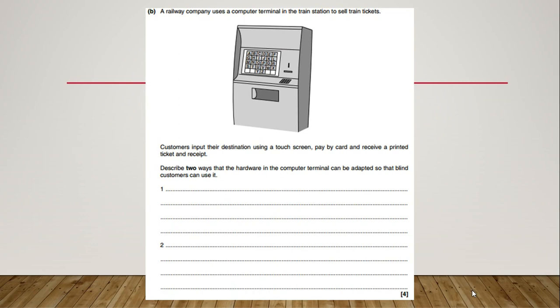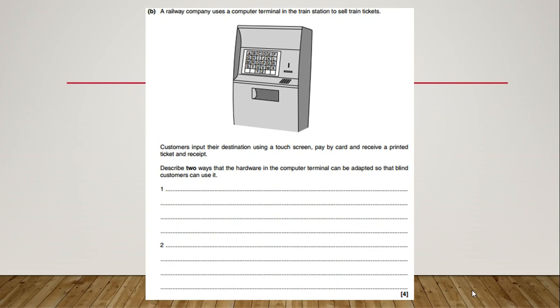Describe 2 ways that the hardware in the computer terminal can be adapted so that blind customers can use it. So imagine somebody's completely blind, they cannot see the screen. How would you adapt that terminal on there? How do you adapt that ticket machine in order to accommodate the blind?